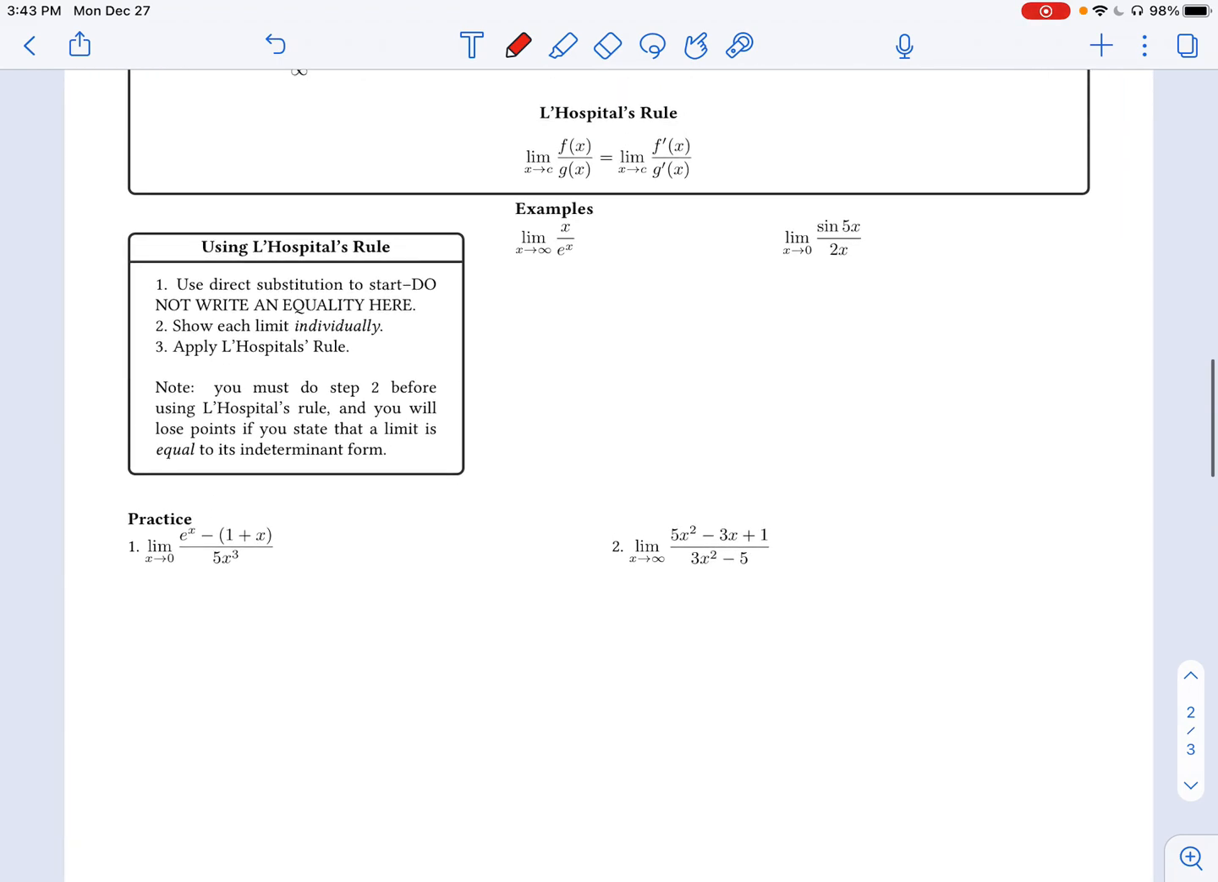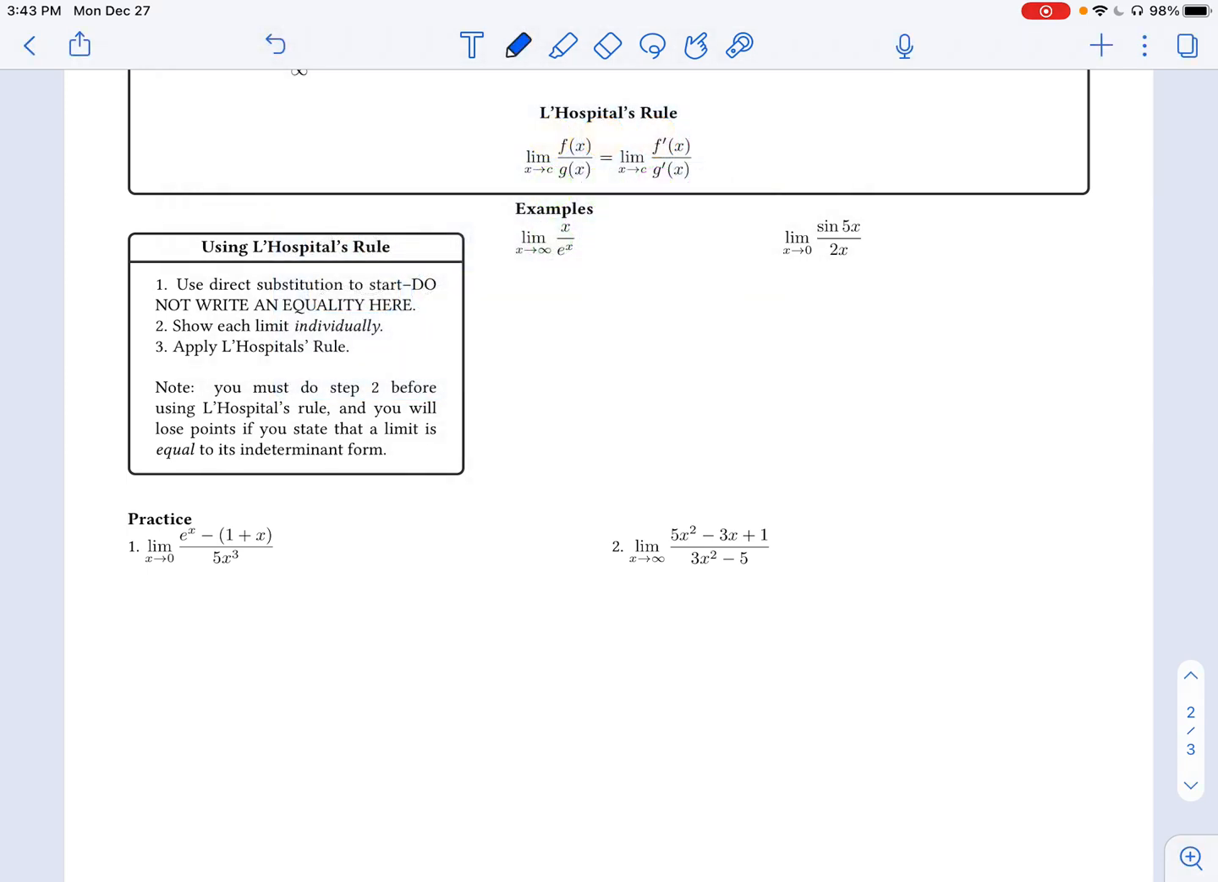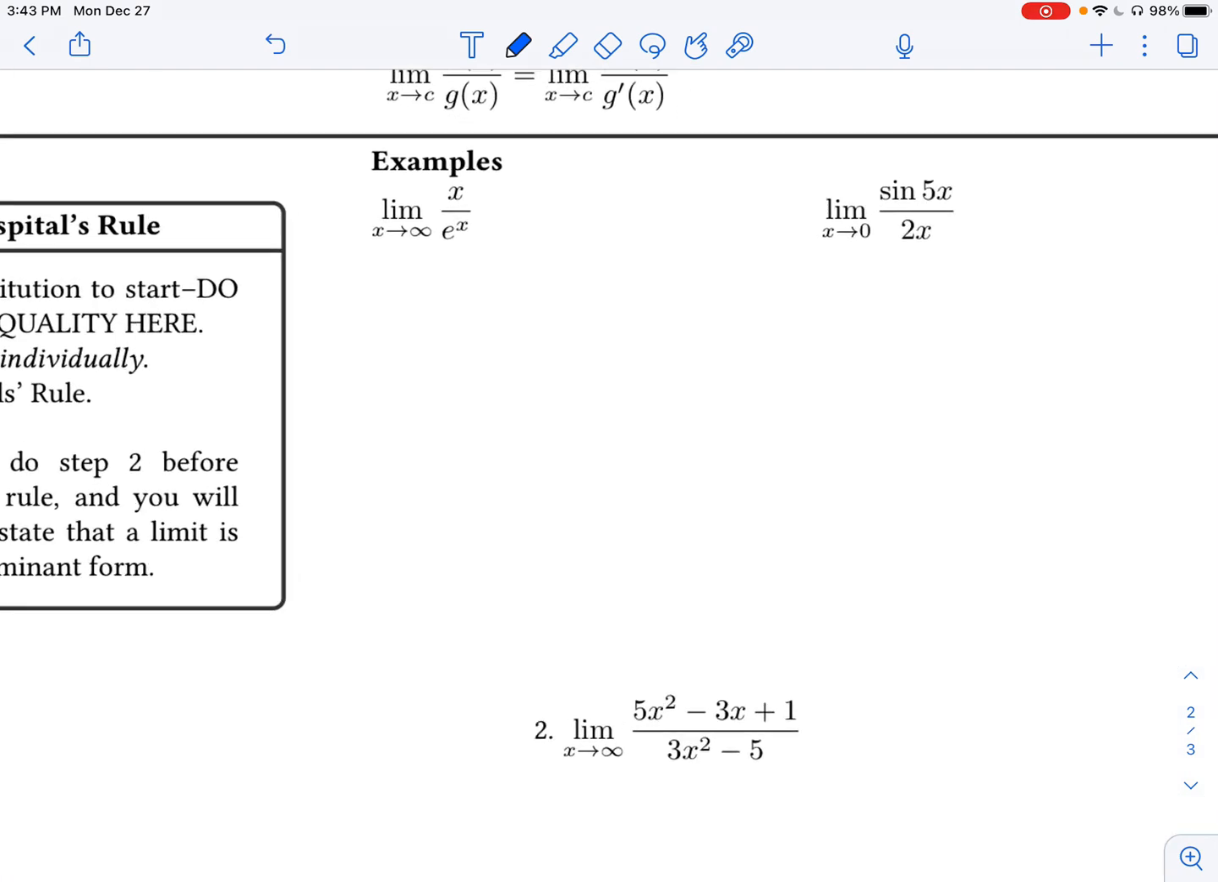So just as a reminder, use direct substitution to start. Don't write any type of equality statement of that indeterminate form. Show the individual limits and then apply L'Hopital's rule. Okay, so let's try a couple of quick examples of this, and then I'll give you some time to try to work on a few of these on your own. So first off, let's look at this first problem here.